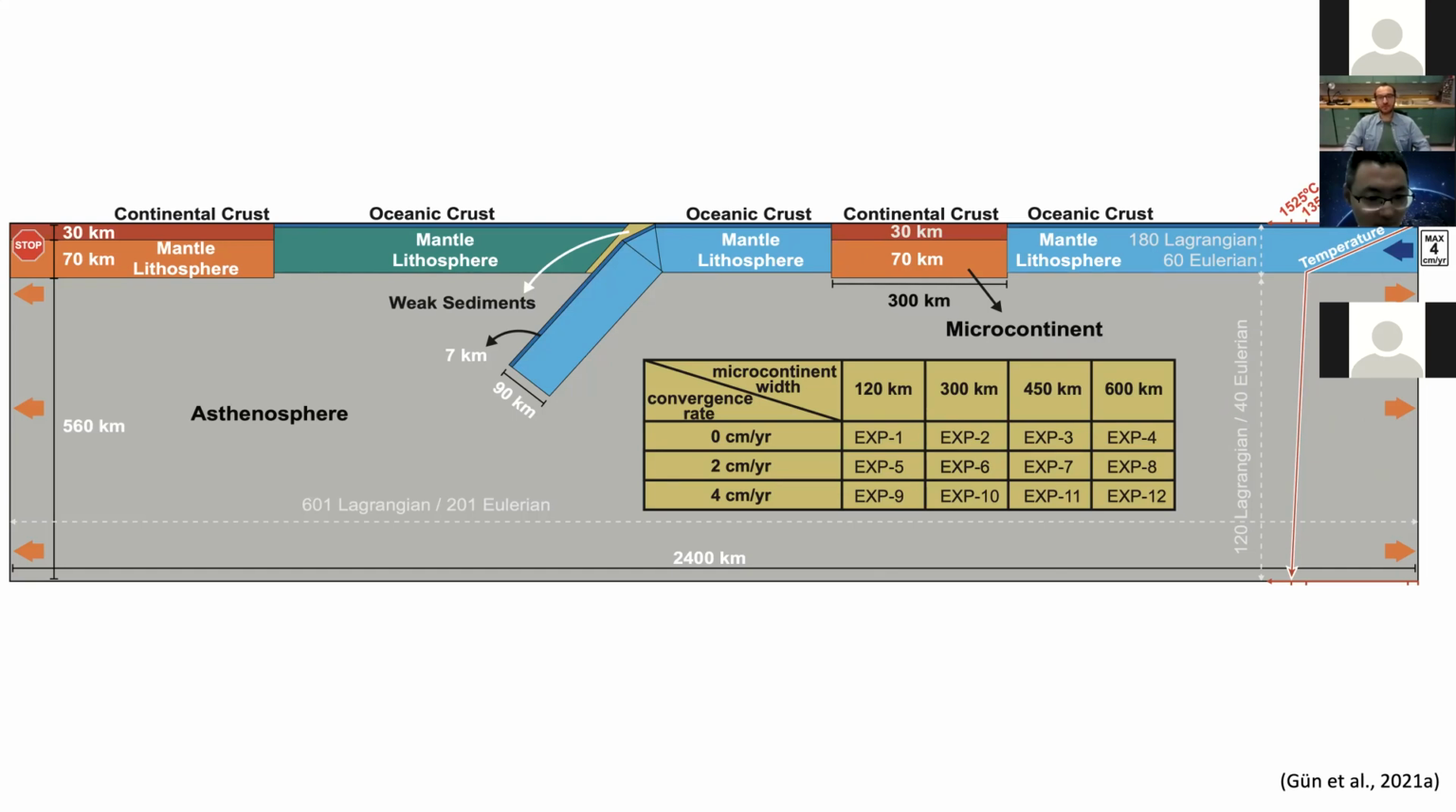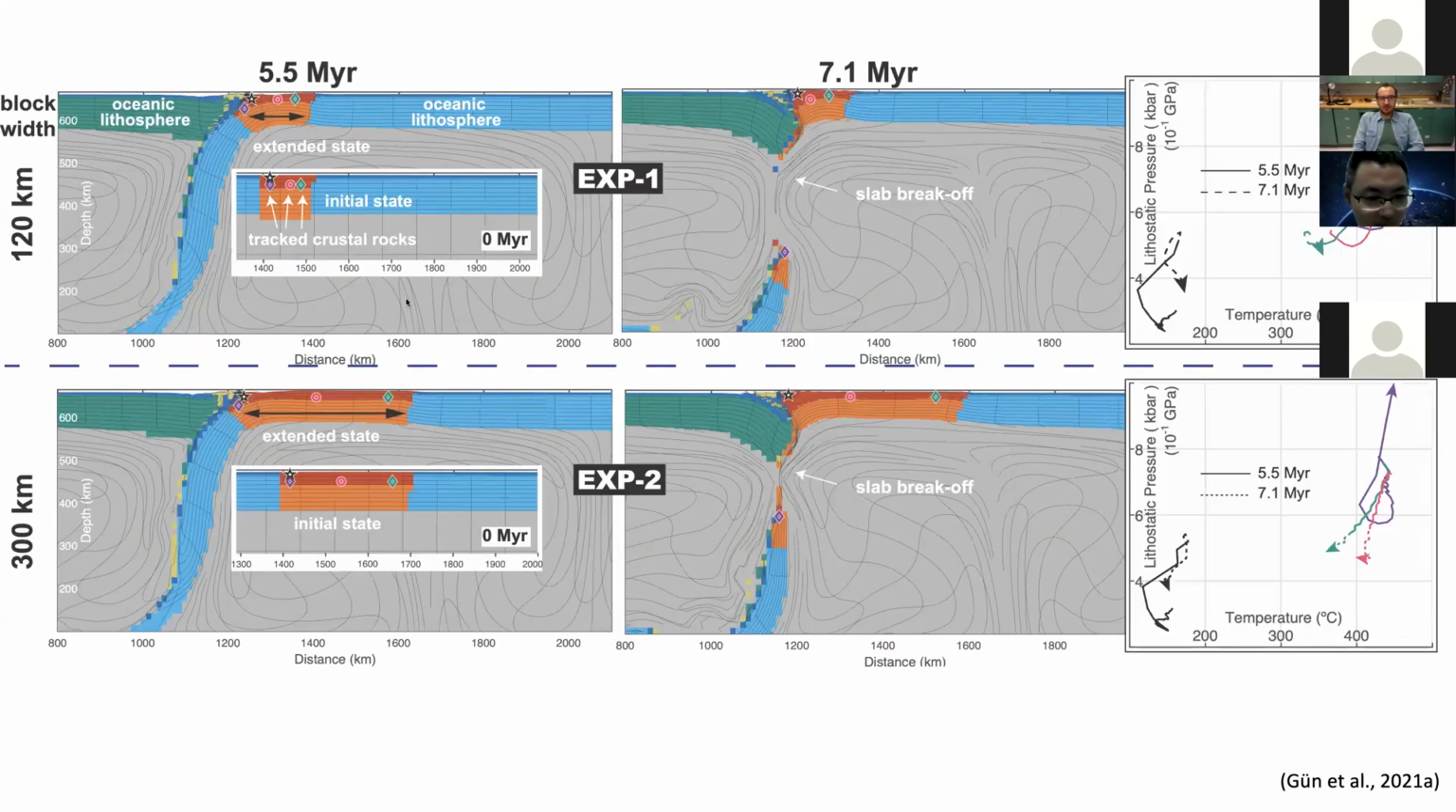So this is experiment 1 and 2 here, what you see. Let me explain some things related to these experiments. So in this smaller frame, you see the initial state of the microcontinent.